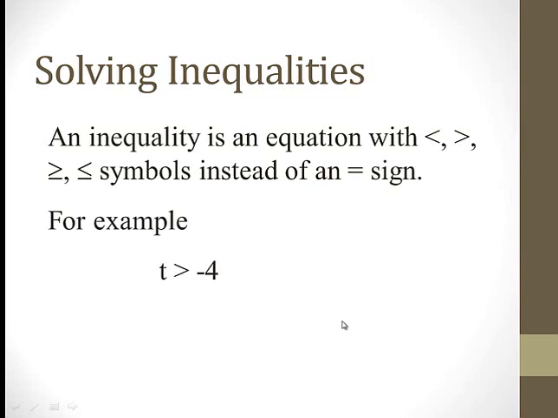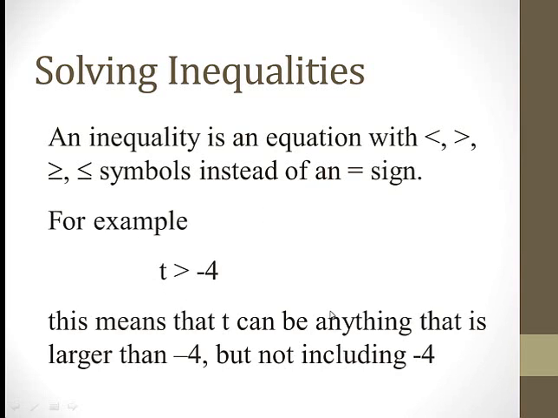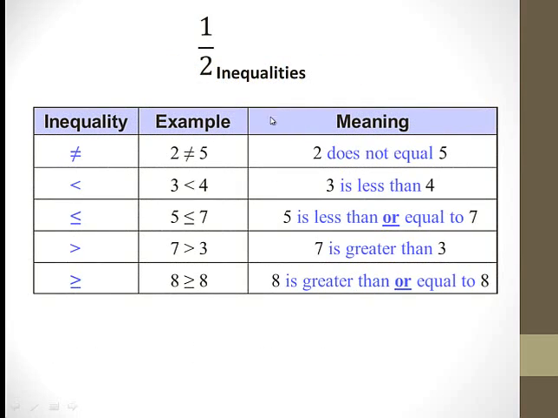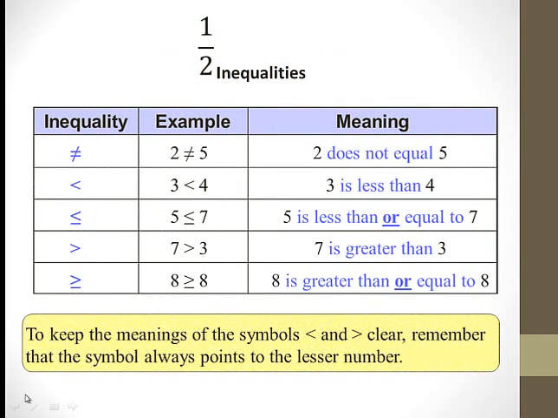And what is this saying? That t can be any value that's greater than -4. Does it include -4? No, it's got to be greater than -4. Okay, so ignore that 1/2 up there. These are some examples of what an inequality looks like and what they mean. Go ahead and pause and write this down.